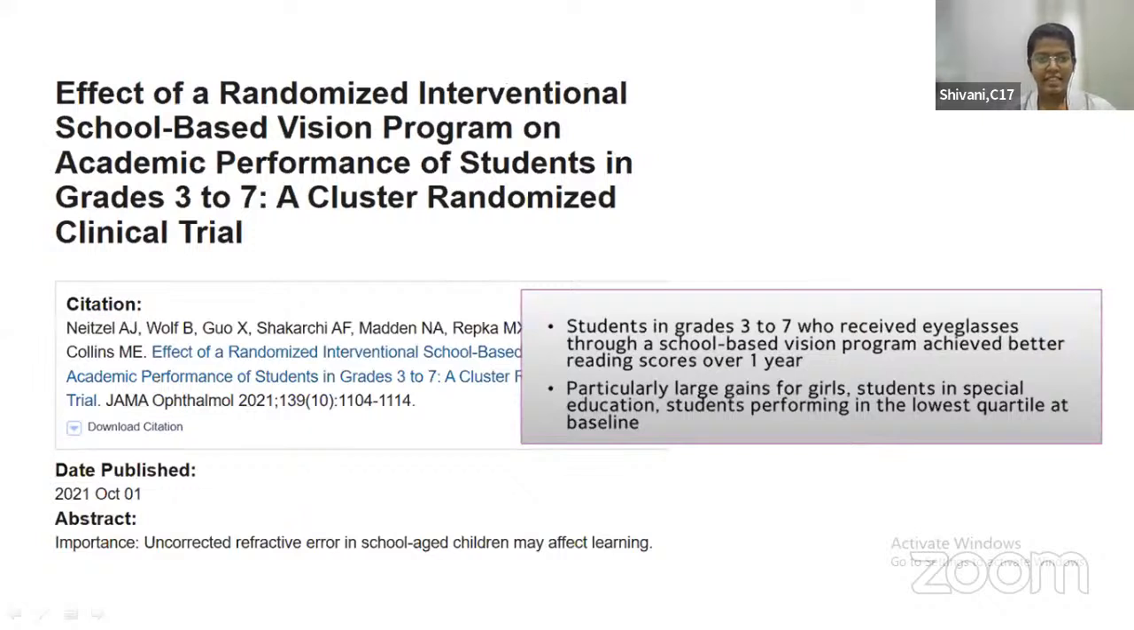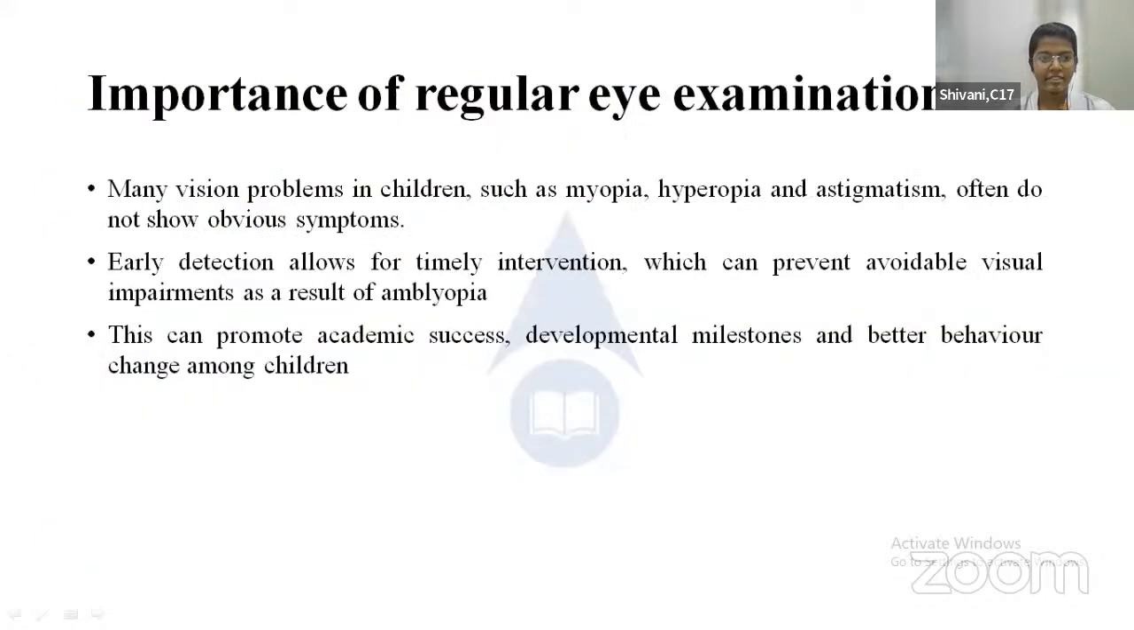Effect of randomized interventional school-based vision programs on academic performance of students in grades 3 to 7. A cluster randomized clinical trial. Students in grades 3 to 7 who received eyeglasses through a school-based vision program achieved better reading scores over 1 year. Particularly large gains were seen for girls, students in special education, and students performing in the lowest quartile at baseline.